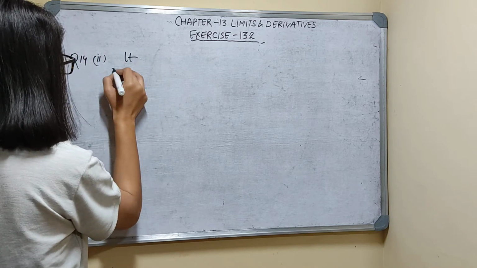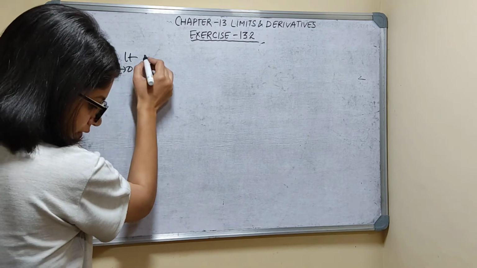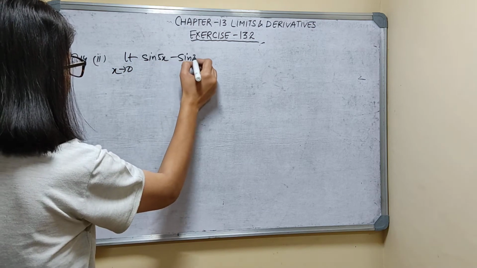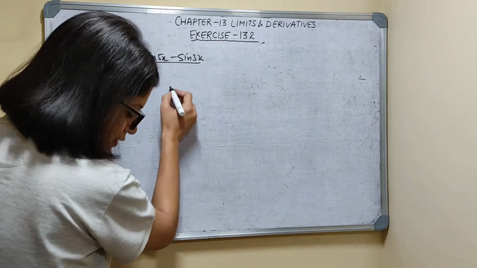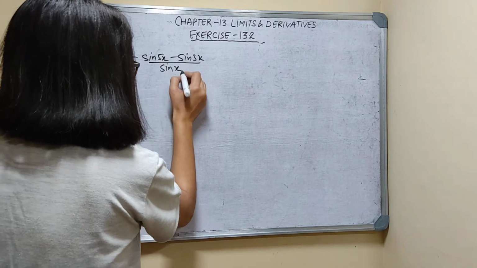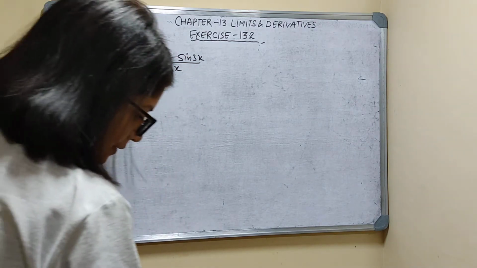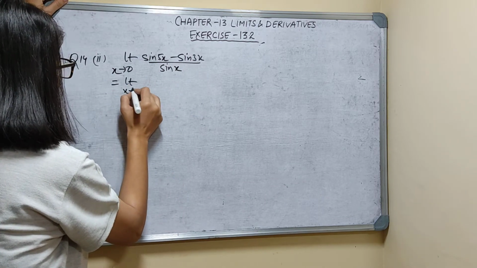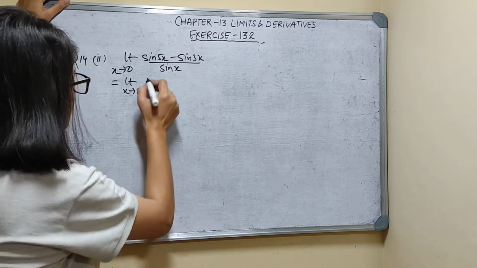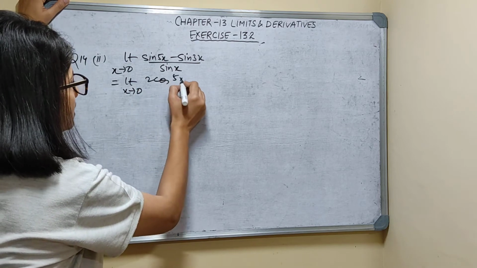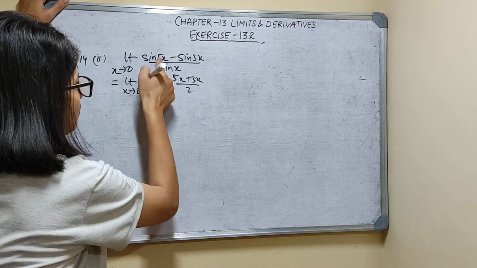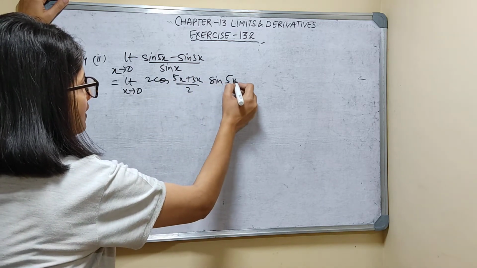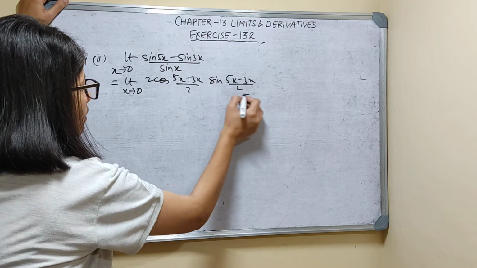Limit x tends to 0, sin 5x minus sin 3x upon sin x. Sin A minus sin B, what is the formula? 2 cos (A plus B)/2 sin (A minus B)/2. A is 5x, B is 3x. So sin (5x minus 3x)/2 upon sin x.